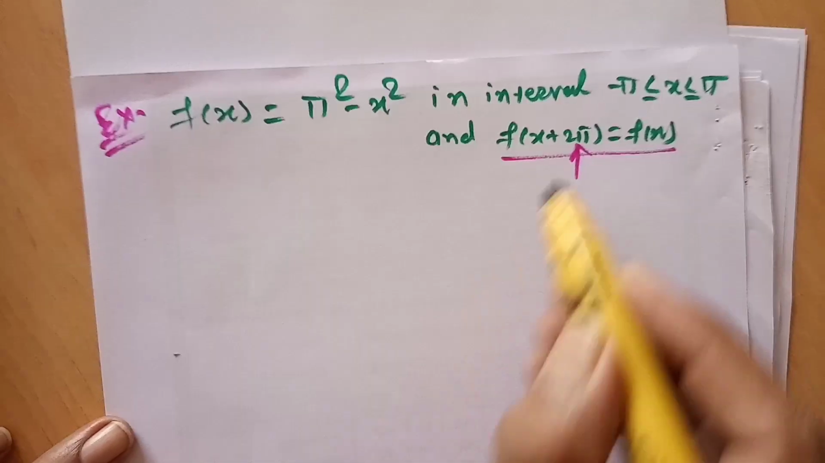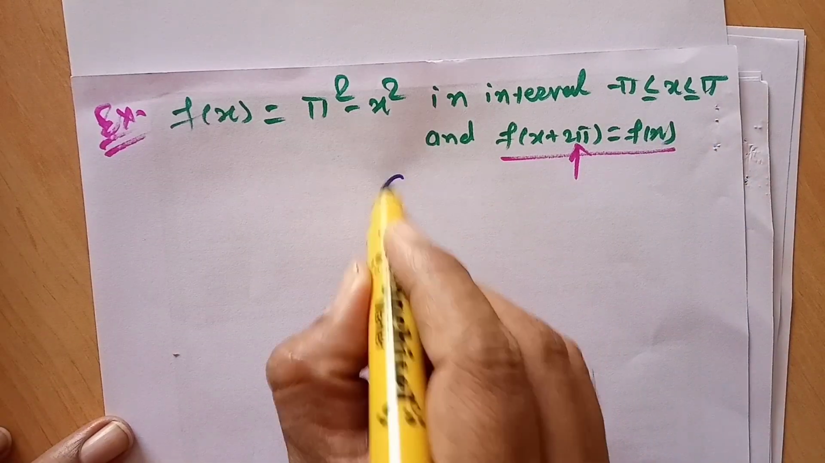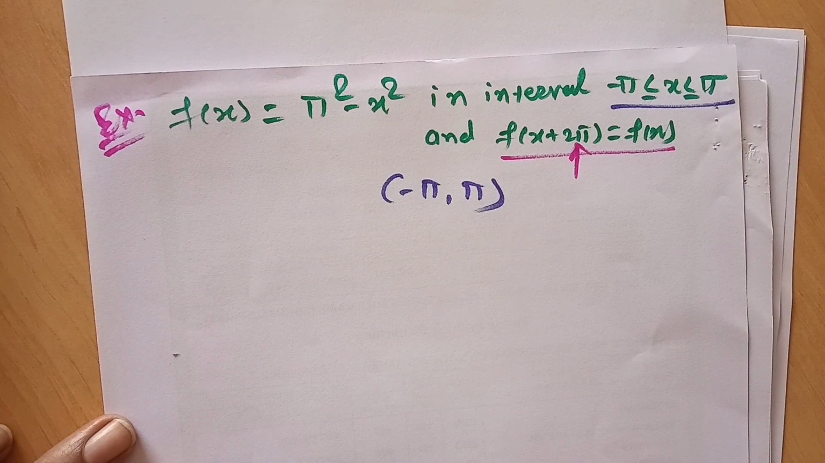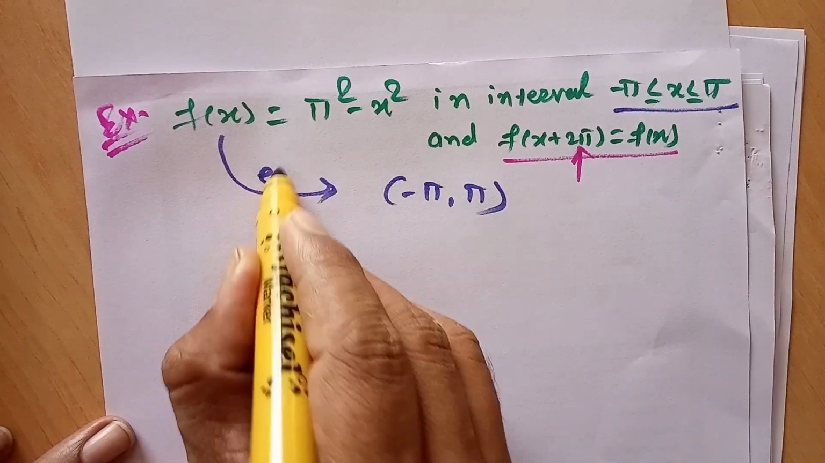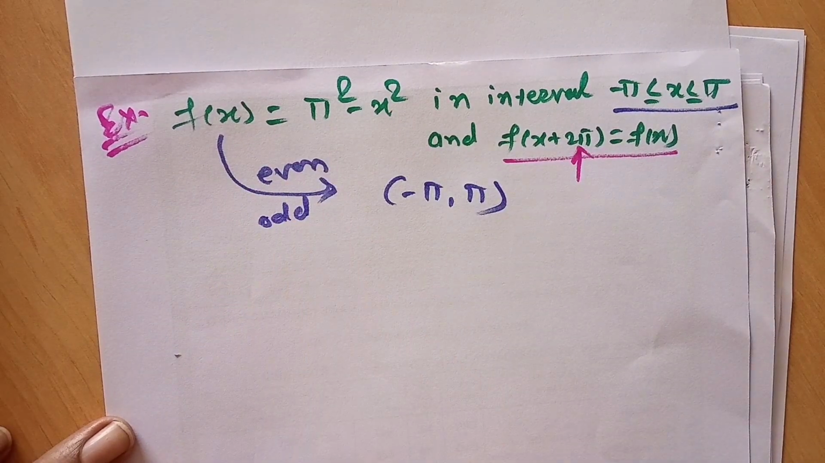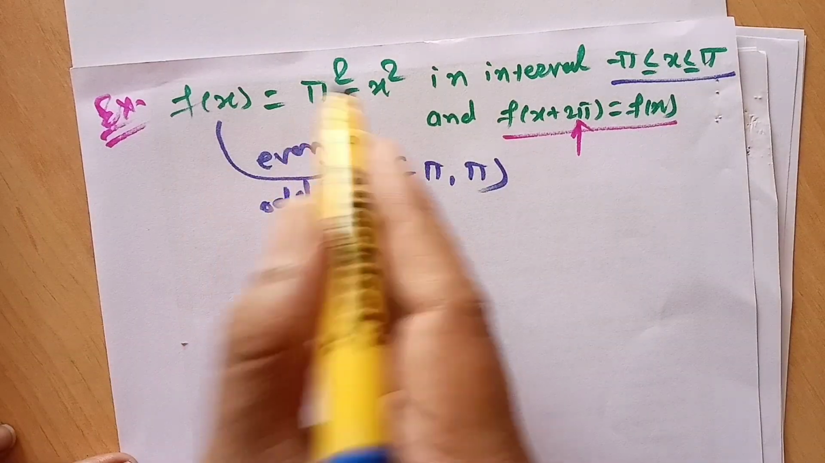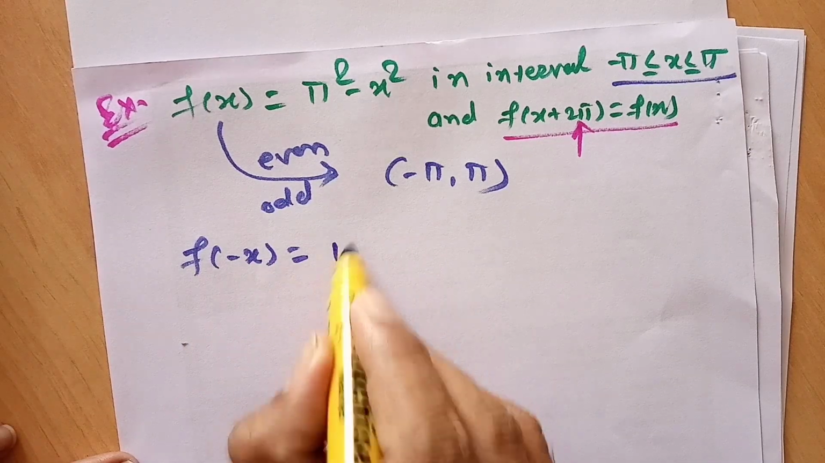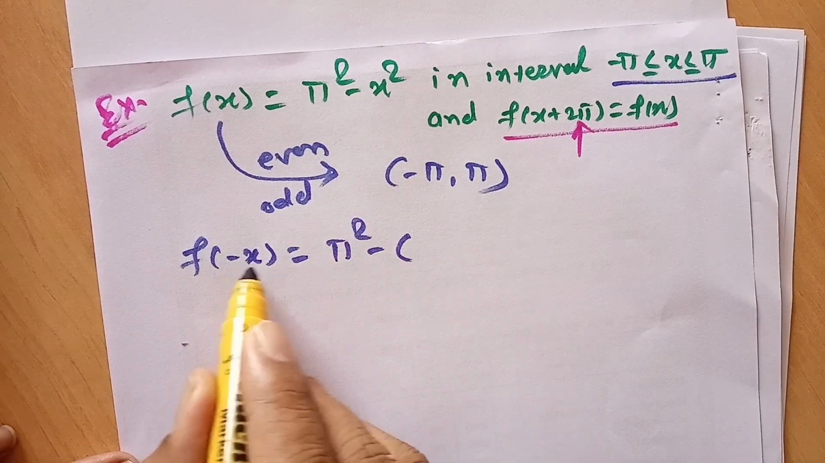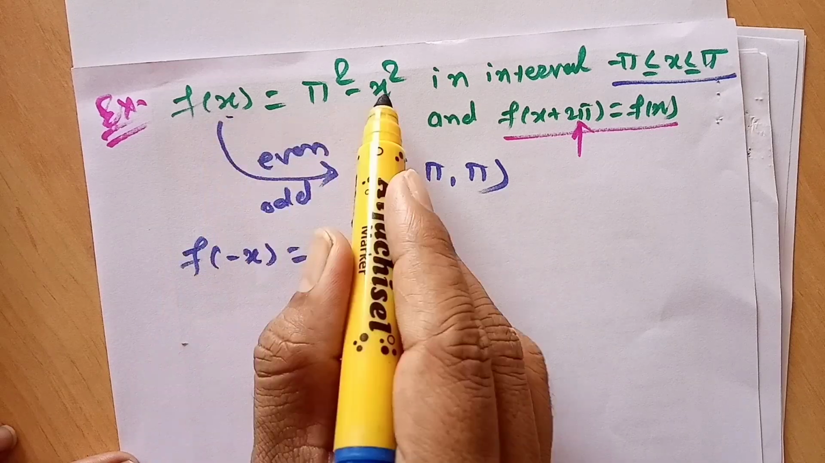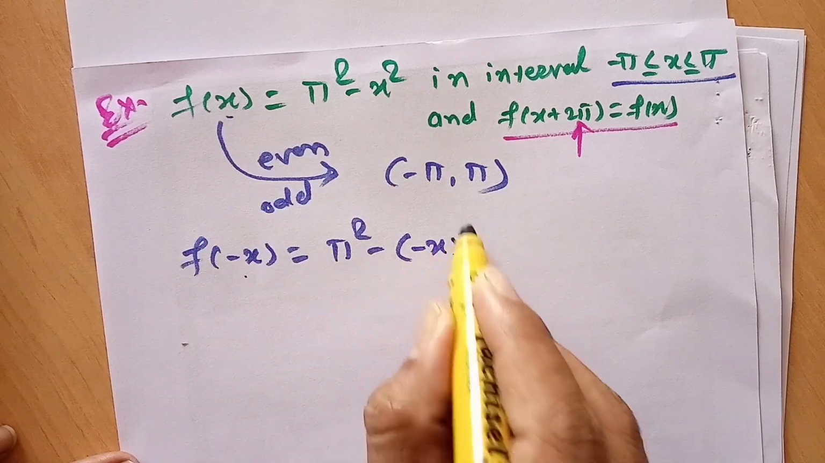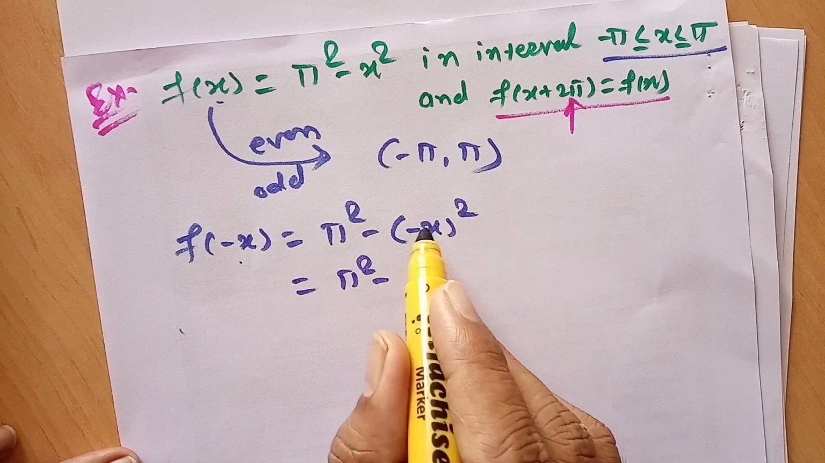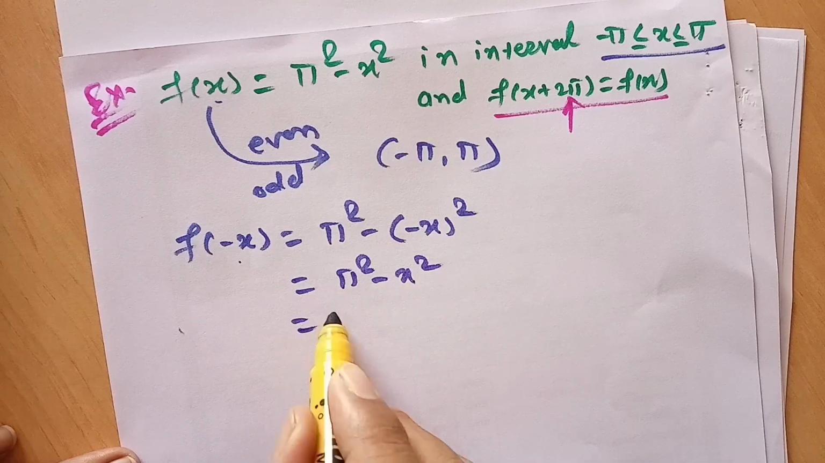Now I will first of all check the given interval, which is minus pi to pi. Therefore I can check whether this function is even or odd. As per our definition, f of minus x is equal to pi square minus, replacing x by minus x, minus x whole square. This is nothing but pi square minus x whole square, which is x square, and we are getting f of x.